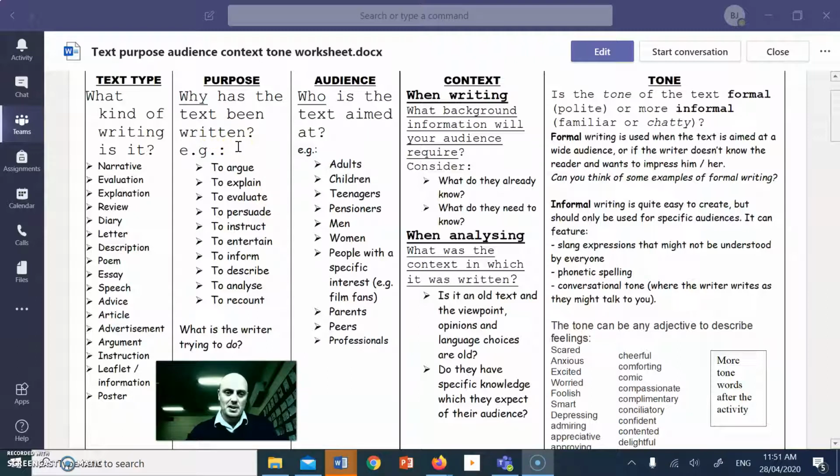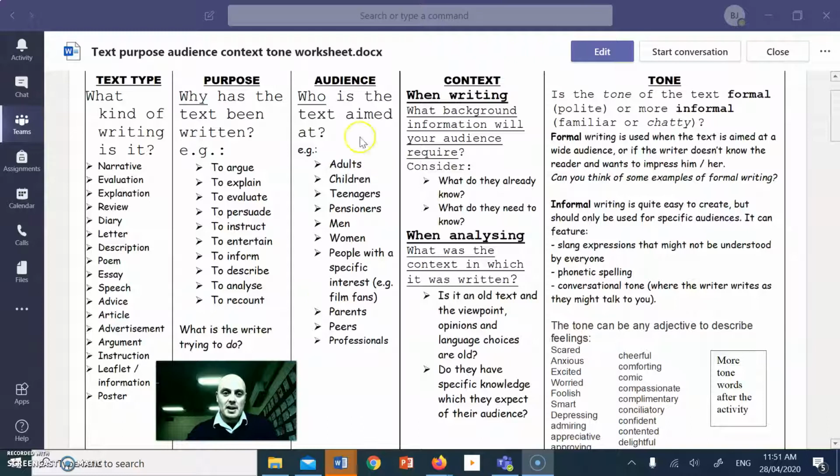But why has it been written? Okay, so what is the writer trying to do? Are they going to argue something? Are they explaining something? Evaluating something? Persuading, instructing, entertaining, informing, describing, analysing, recounting? Okay, all different purposes. Some of them might have more than one.